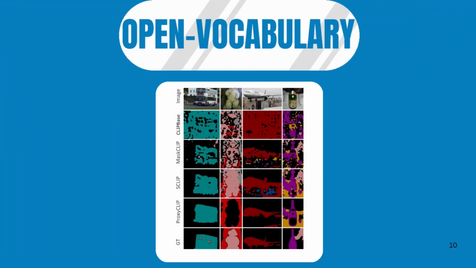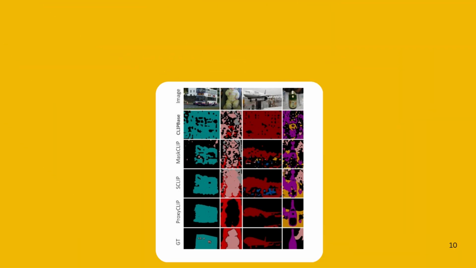Recently, open vocabulary has attracted the attention of researchers. Researchers proposed different methods. For example, they proposed CLIP-based. As you can see, it is under the image, on the top, and the next ways are MaskCLIP, SCLIP, ProxyCLIP, and at the bottom, as you can see, is the ground truth of the semantic segmentation.